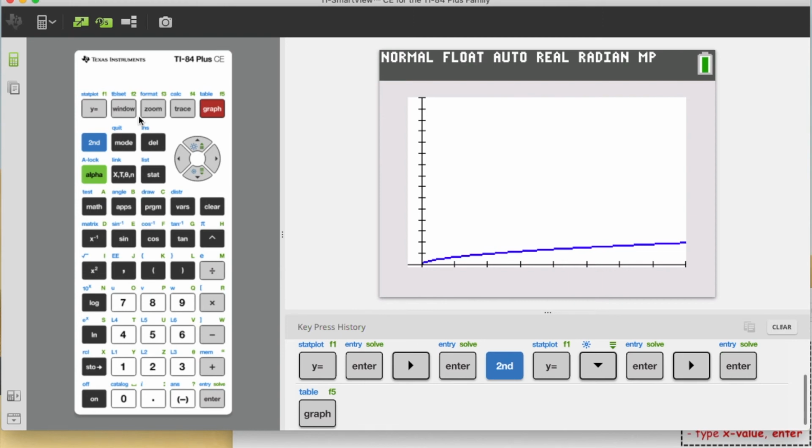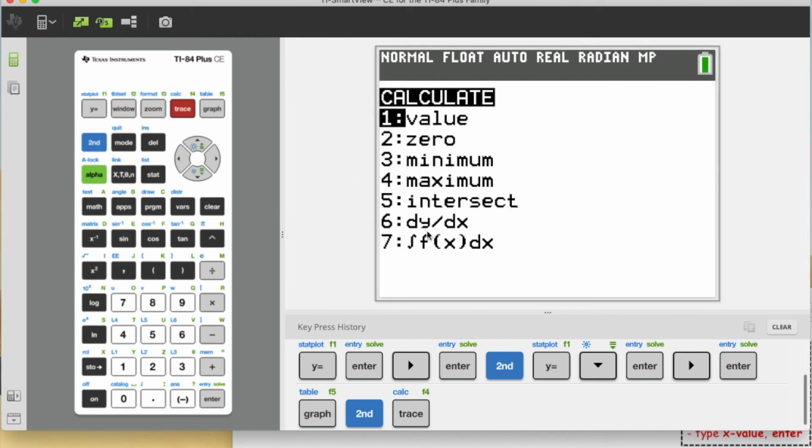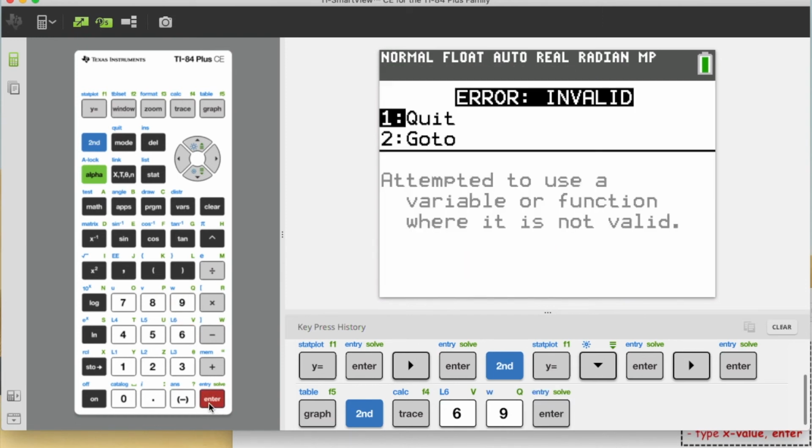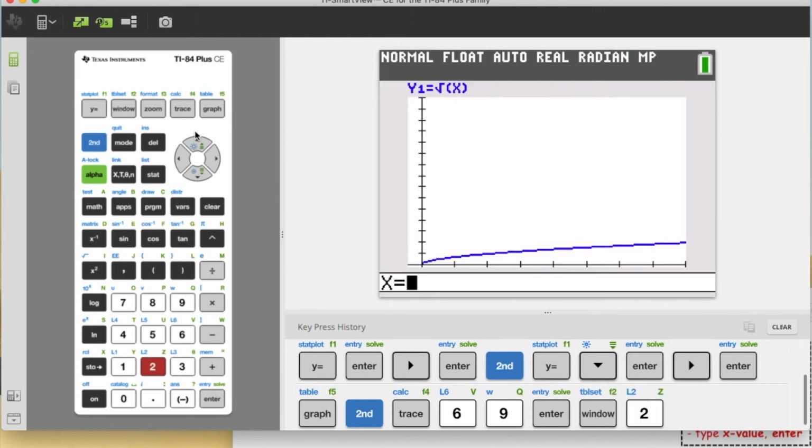And then for the slope of the tangent at x equals 9, there's a calculate menu: second trace, and then calculate number 6, dy by dx, and then you can enter the x value, which is 9. Let's see if my window fits that. You're going to get an error message if your window is not showing the proper range or proper domain where you need to do the calculations.